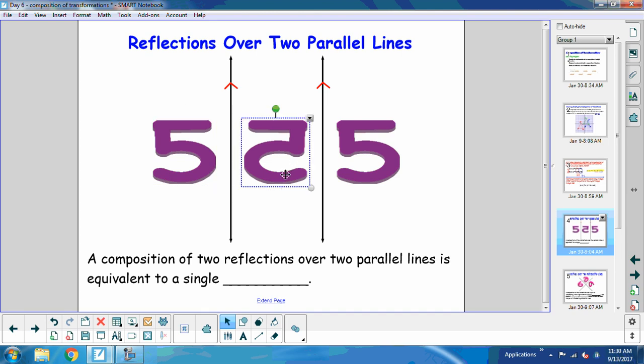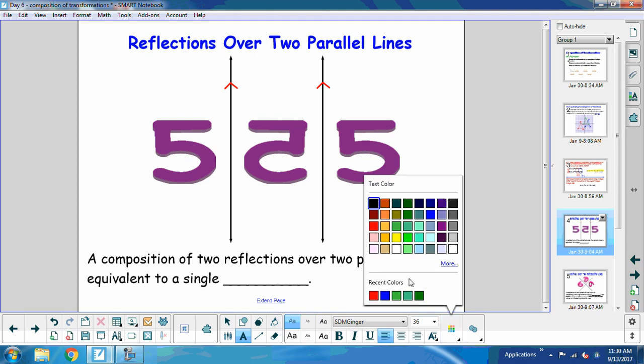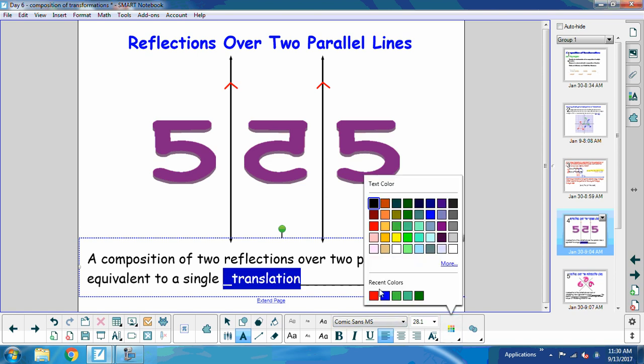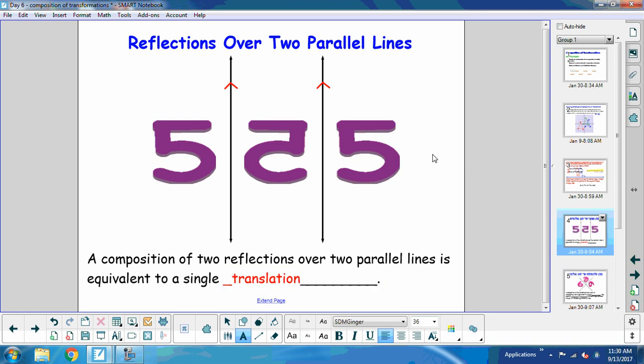But then if I take this 5 that's backwards and reflect it again, it's really just a translation. It ends up being in the right order again. Okay, and it didn't move up or down, it just kind of shifted. Okay, so a composition of 2 reflections over 2 parallel lines is equivalent to a single, so in this phrase here, you need to put translation. This blank here, we're looking at a translation. I was trying to make that red, but that didn't work so well. There we go. So it's equivalent to a single translation.